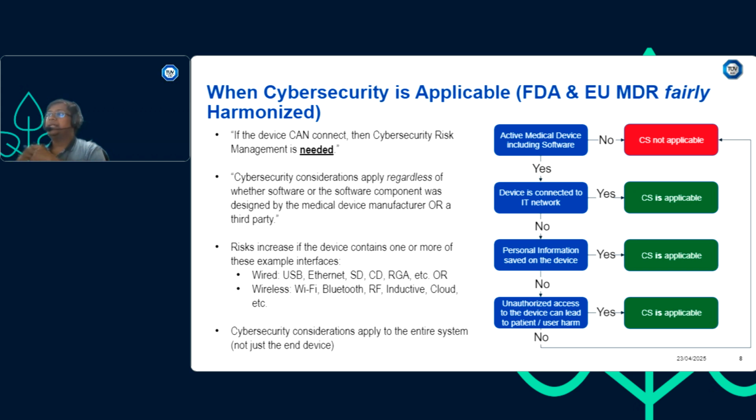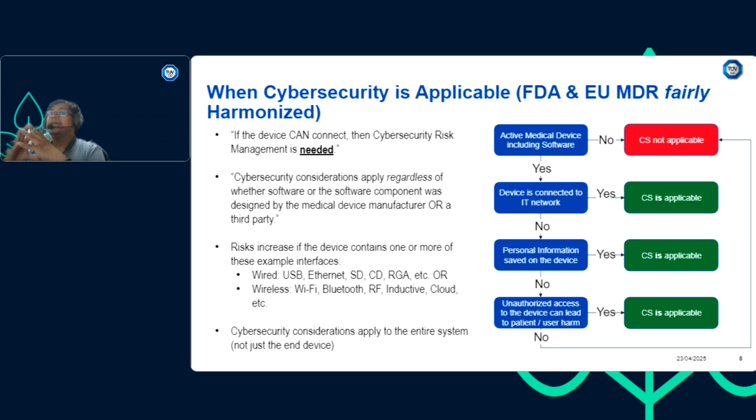Okay, again, there is one question in the chat about the cybersecurity applicability flowchart: is a USB port considered an IT network? To answer that question, you need to see the left side of the screen, where we'll walk you through it. But let's just start from the top. Cybersecurity risk management is needed in case of any of these answers. Yes, it can connect. That means any kind of communication protocol.